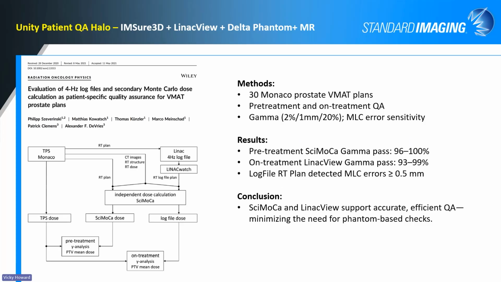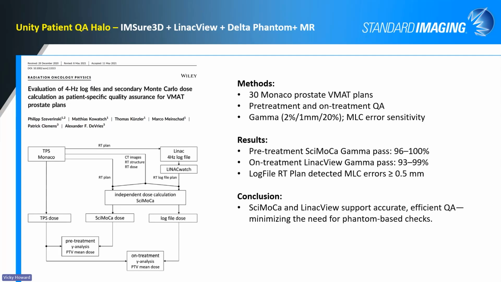The last study I'm going to talk about is focused more on our LinacView side. So here they evaluated 4 Hz log files and secondary Monte Carlo dose calculations as a patient-specific quality assurance option for VMAT prostate plans. So they looked at 30 Monaco prostate VMAT plans. So again, this is a Monte Carlo-based planning system. They did pre-treatment QA as well as on-treatment QA with LinacView. And they were looking at a gamma of 2%, 1 millimeter, 20% low dose threshold, and the MLC error sensitivity.